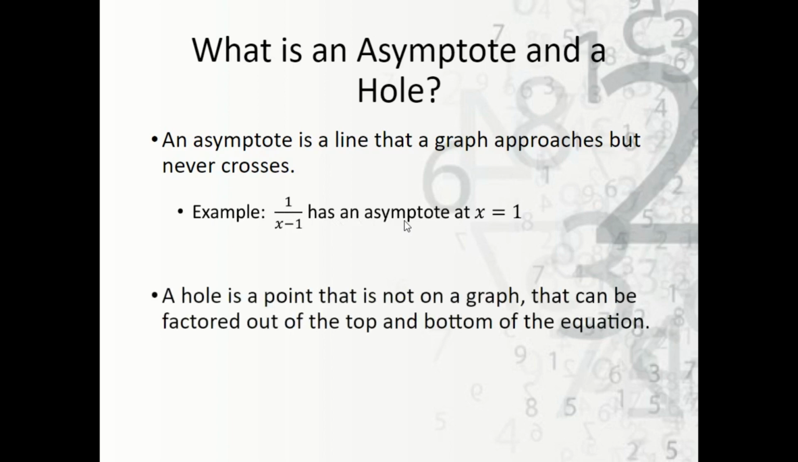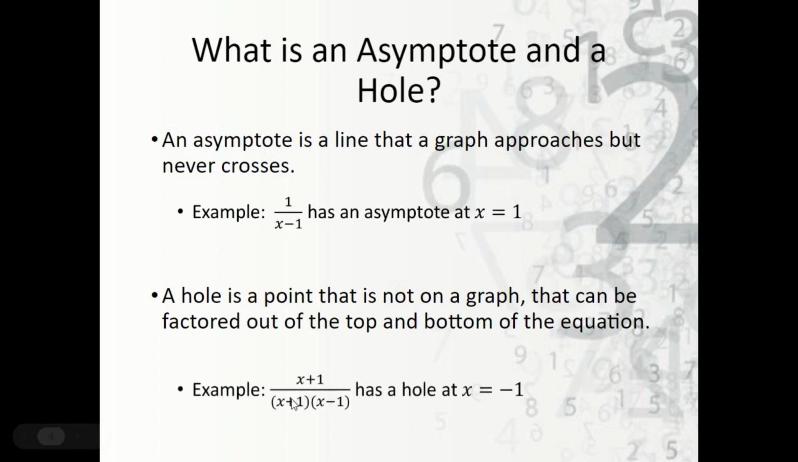Now, a hole is a point that is not on the graph, and it occurs because a factor can be factored out of both the top and bottom. So it's where the graph continues on and then stops for a second and then continues on after that. So an example of this would be x plus 1 over x plus 1 times x minus 1. And we'd say it has a hole at x equals negative 1, because this can be factored out of both the top and bottom. And then we would solve that for x, and we get x equals negative 1.